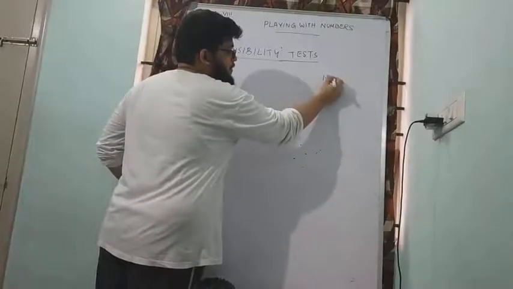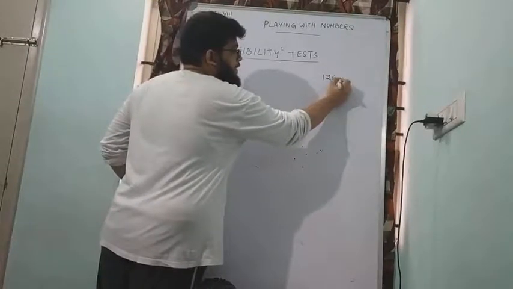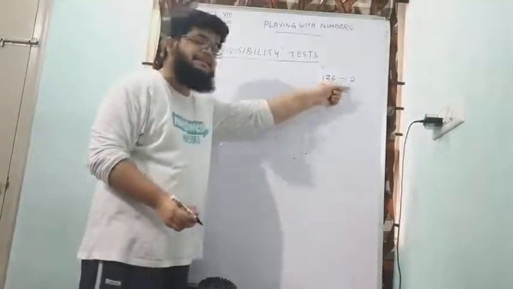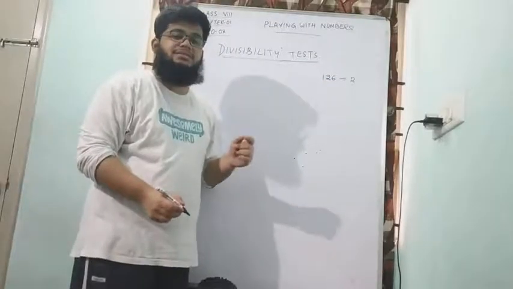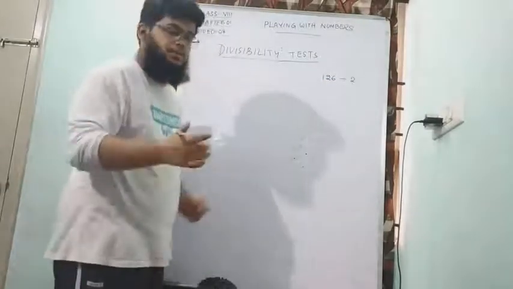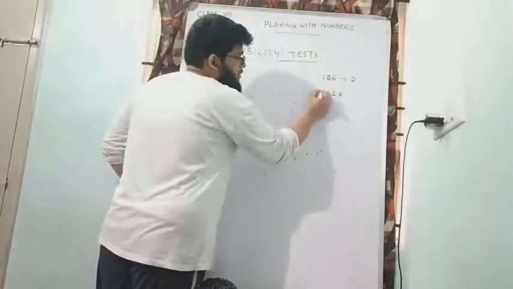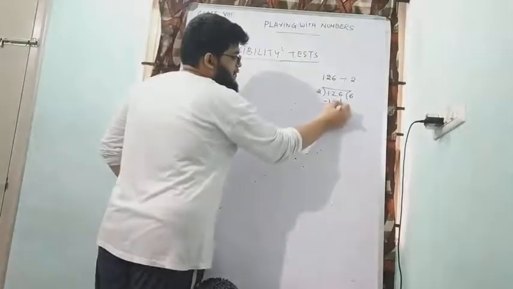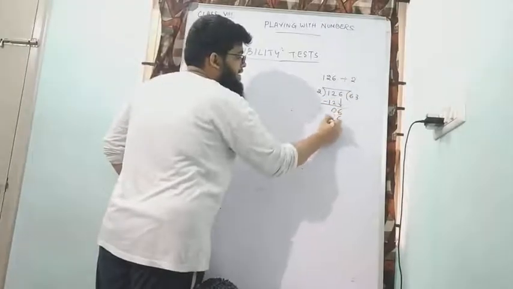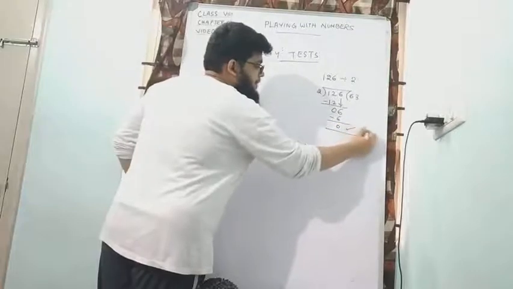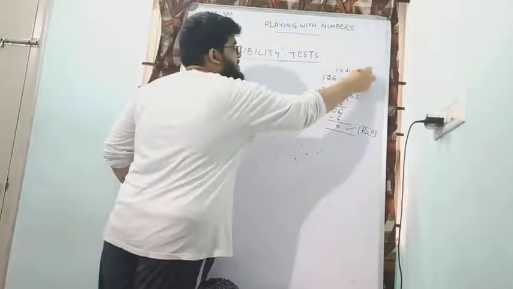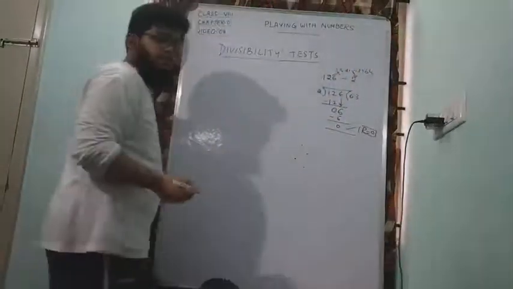If I have to check a number like 126, and let us suppose I am dividing this by 2, and I want to check if 126 is divisible by 2, that means when I say divisible, the remainder should be 0. So I'll take 2 6s are 12. 12 minus 12 is 0. I'll take 6 here. 2 3s are 6 and 6 minus 6 will be 0. So remainder is 0. That's why 126 is divisible by 2.